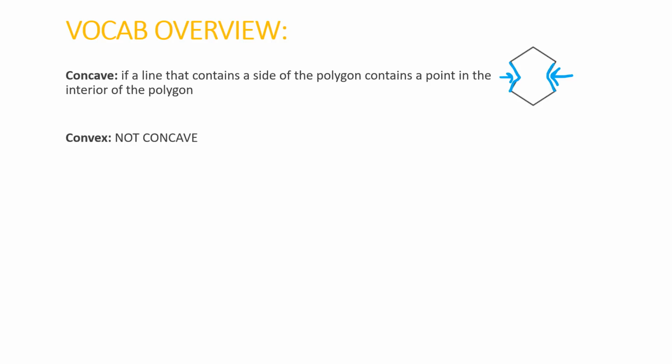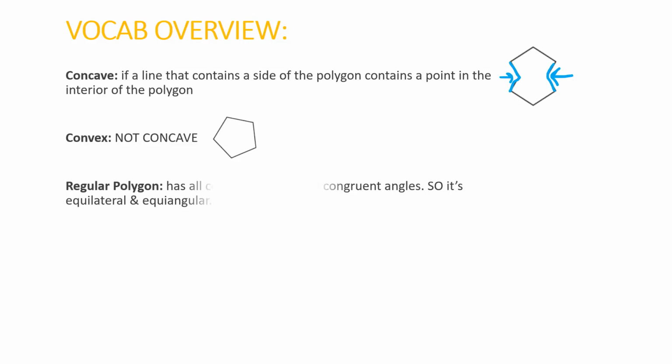Conversely, a convex polygon is something that is defined as not concave. So a good picture would be like the vertices or the endpoints of all the points in that pentagon are pointing outwards and there's no part where it's caving in. And then a regular polygon is one that has all congruent sides and congruent angles. So it's equilateral and equiangular for every type of shape. So here we have a regular hexagon because it has 6 sides, so it has 6 equivalent sides or congruent sides.